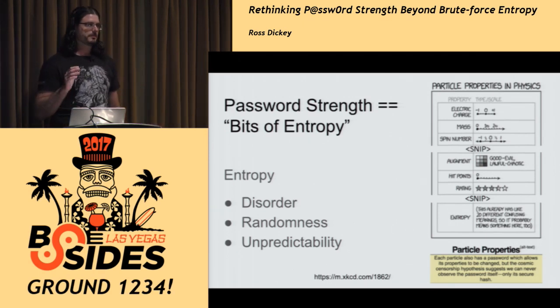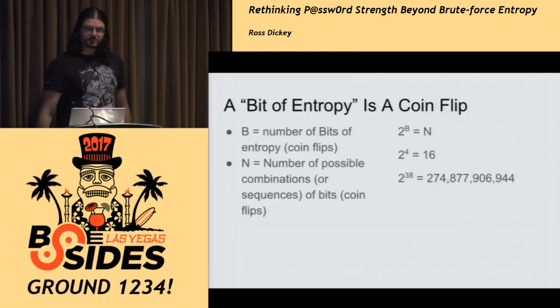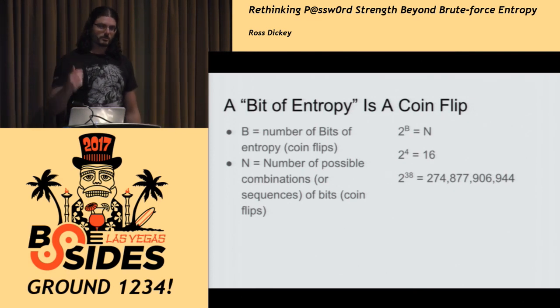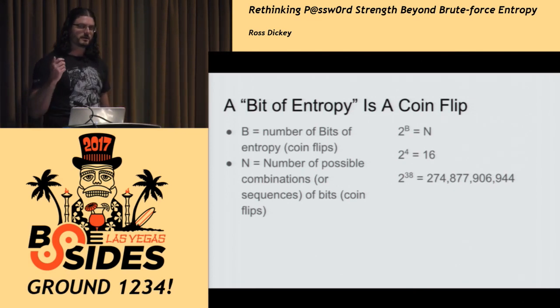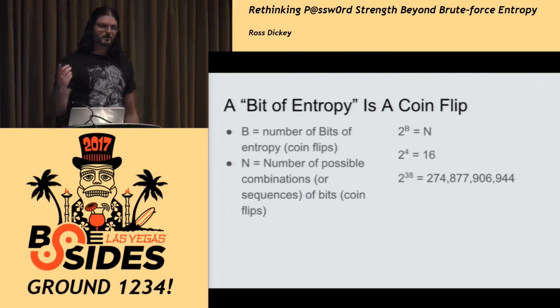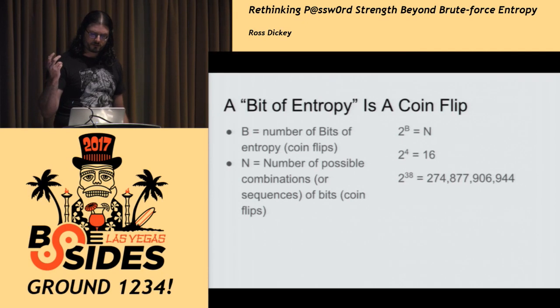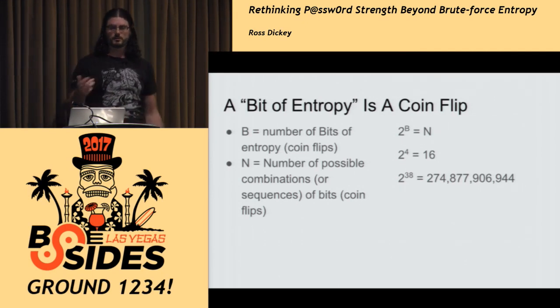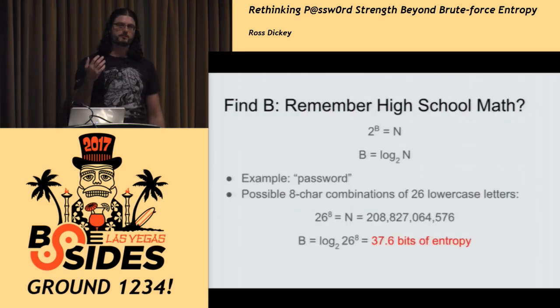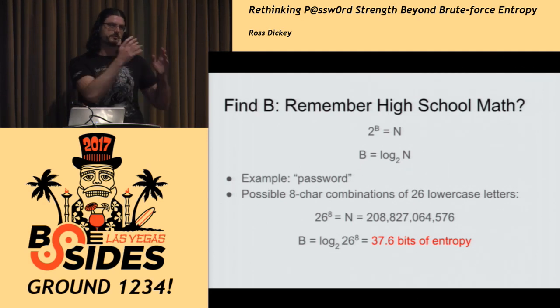And it's measured in terms of passwords in bits. So a bit of entropy is a coin flip. The more coins you flip, the more bits of entropy, and it's exponential. So if you have 2 coins, there's 4 combinations, 28 coins, or 38 coins. 38 coins is 270 million. So that's how that works. If you know the number of possible combinations that you can get from those coin flips, how do you figure out the number of coins?